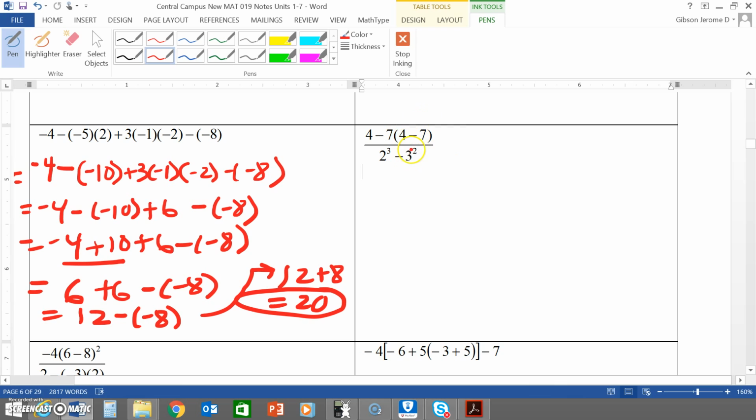Now we come here. Now you notice this is a fraction bar, which we look at as a parenthesis. But we look here on the numerator, we have 4 minus 7 times the parenthesis of 4 minus 7, and 2 to the third minus 3 squared. So we would do this parenthesis first. So we have 4 minus 7. 4 minus 7 in parentheses will give us -3.